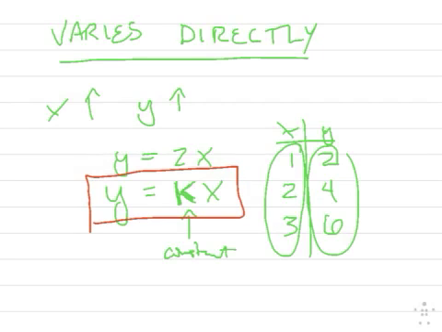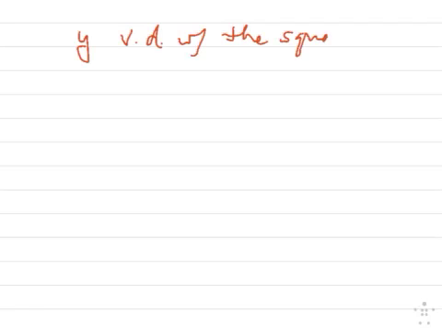So what you'll usually hear is something like, write the general equation if y varies directly with the square of x. Well, that means y equals k, for some constant, times x squared. That's what you would do for that.